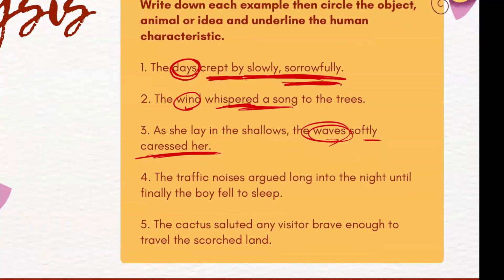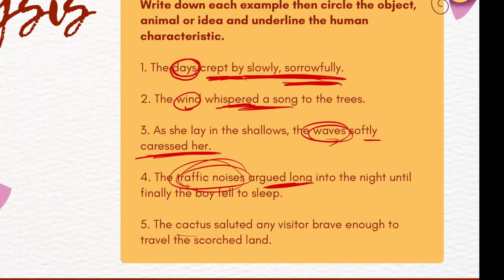The traffic noises argued long into the night until finally the boy fell asleep. What's happening here? What's being personified? And how? The traffic is being personified. The noises are arguing. You can imagine you're trying to fall asleep, you're lying in bed, and it's just horns honking and tires screeching, and it sounds as chaotic and as tense and as discordant as an argument. And so that creates that kind of on edge feeling, the anxious feeling, maybe the frustration, the annoyance. So you can create some emotion with personification like that, right?